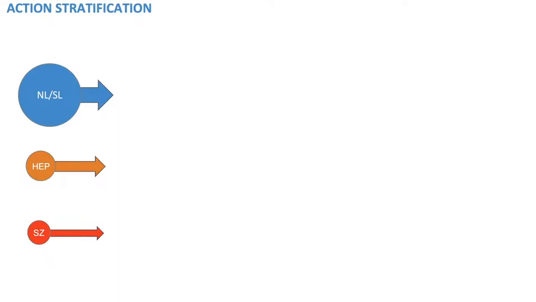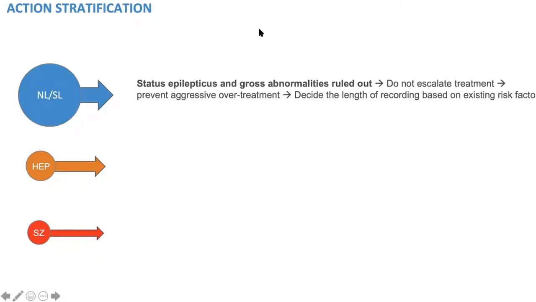By doing so, what happens and how will your action be stratified? If it's normal or slow, basically it means this is not the time to escalate anti-seizure medications or intubate the patient, being too over-aggressive. And believe it or not, because the majority of EEGs will fall in this domain, this is a perfect way of preventing aggressive over-treatment and helping the patient, because these overtreatments can be sedating and so on.